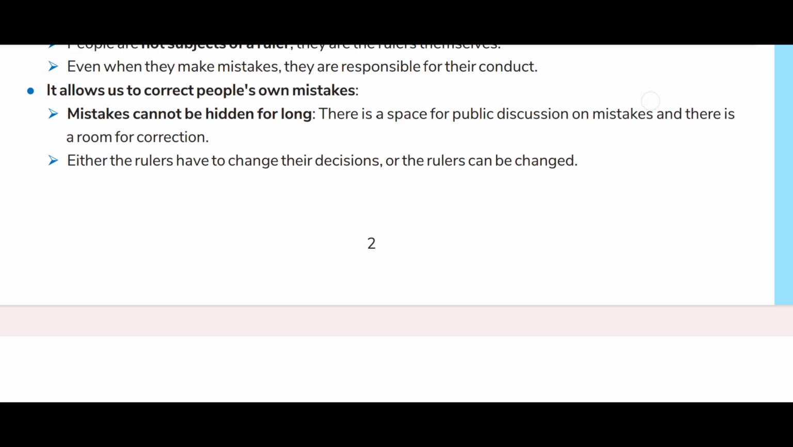Democracy allows us to correct our own mistakes. Mistakes cannot be hidden for long. There is a space for public discussion on mistakes and there is room for correction. Either the rulers have to change their decisions or the rulers can be changed.